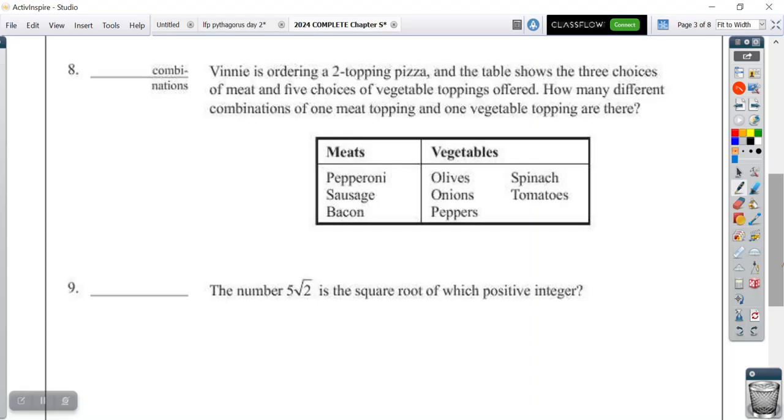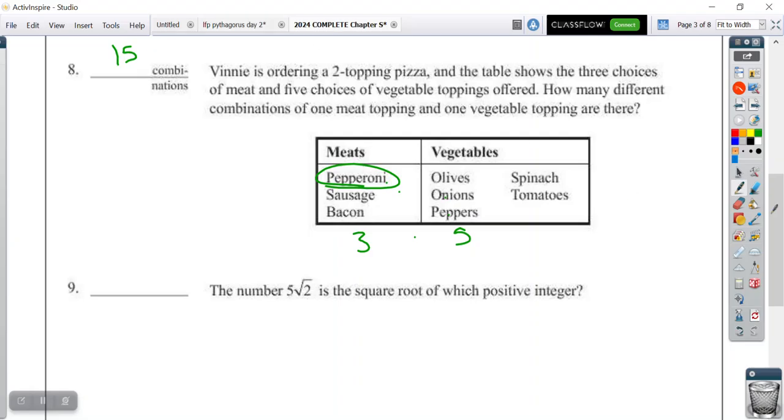So we have 3 options. And for pepperoni, I could have pepperoni and onions, pepperoni and olives, pepperoni and peppers. So for pepperoni, I have 5 options. For sausage, that gives me 5 options. For bacon, I get 5 more options. 3 times 5 is 15 combinations.